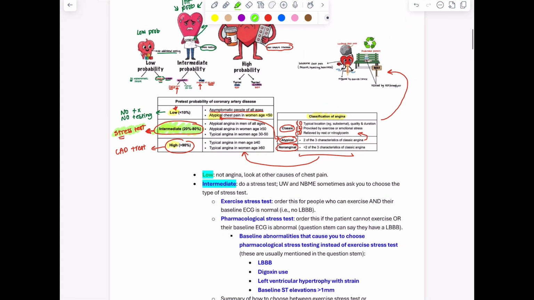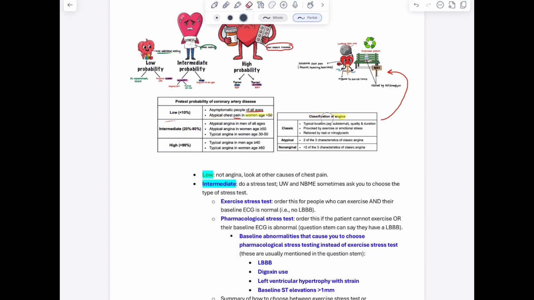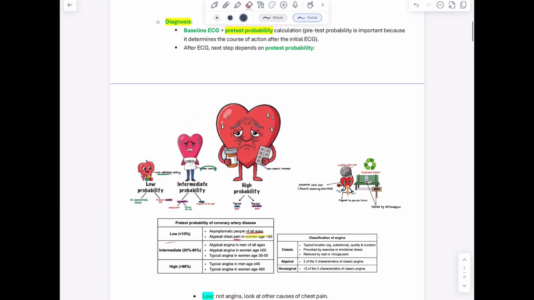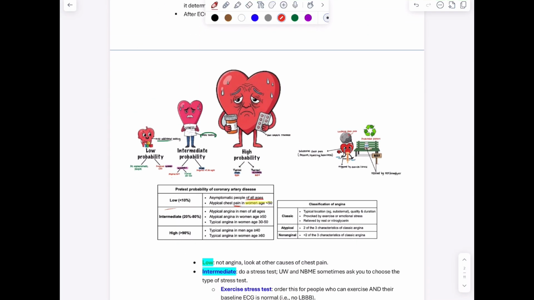Okay, I'm going to erase all of this right here because it's kind of becoming a mess. So just know that these tables, understand plus memorize.